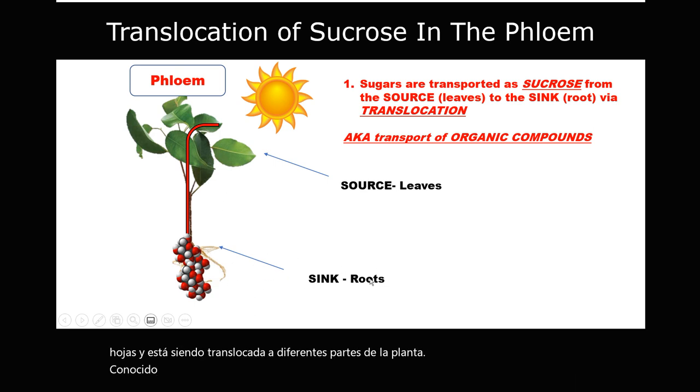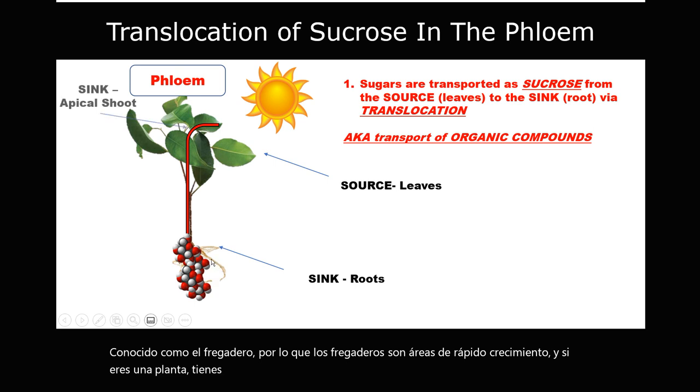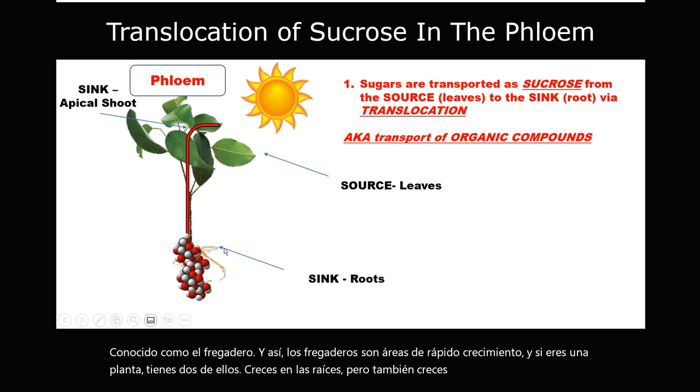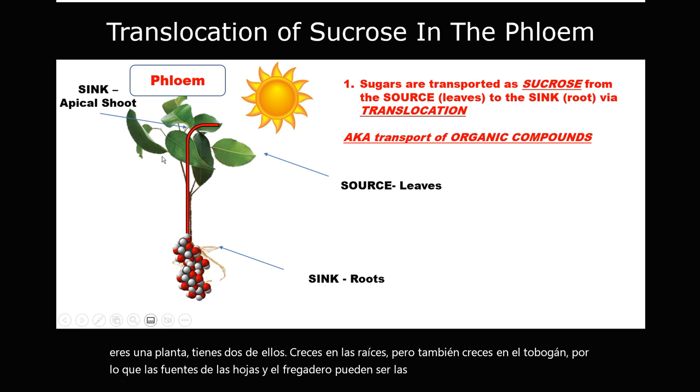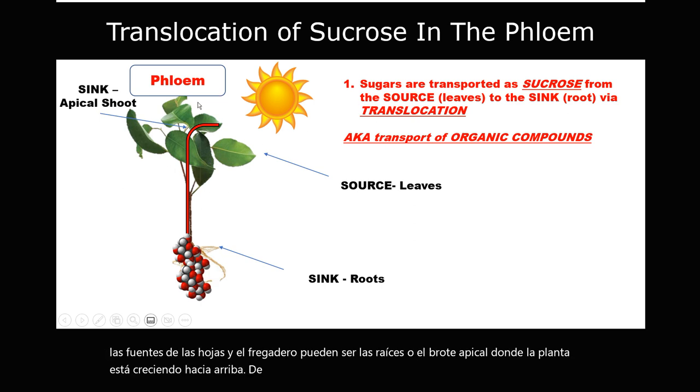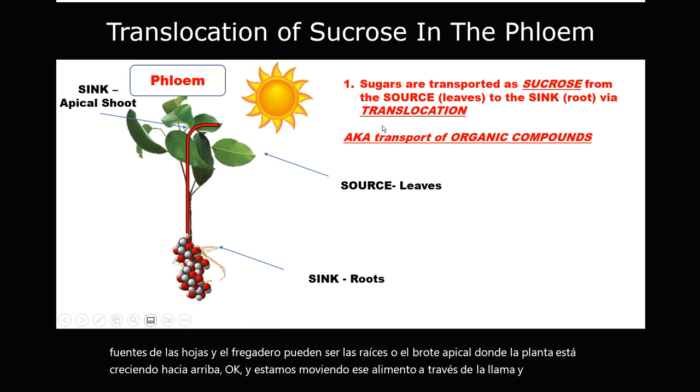And so sinks are areas of rapid growth, and if you're a plant, you've got two of them. You grow down in the roots, but you also grow up in the shoot. So the source is the leaves, and the sink can either be the roots or the apical shoot where the plant is growing upwards. Okay, and we're moving that food through the phloem, and that process is called translocation.